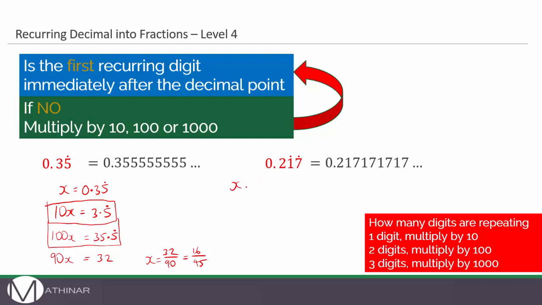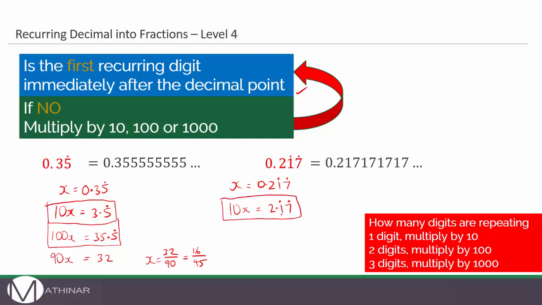So let's just copy the question, 0.217. I need the decimal point to be here, so I need to multiply both sides by 10, giving me 10x equals 2.17 recurring. Okay, so now I go back here. Is the first recurring digit immediately after the decimal point? Yes. How many digits are repeating?